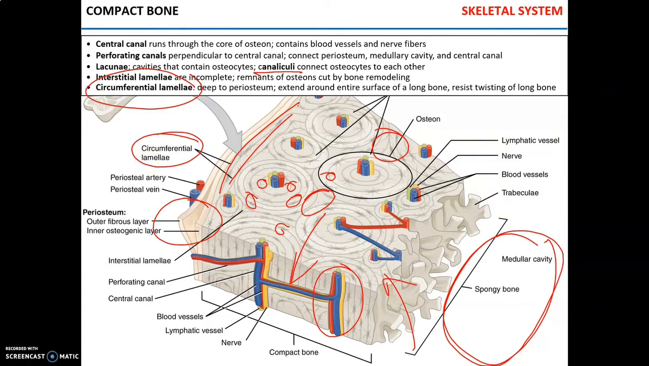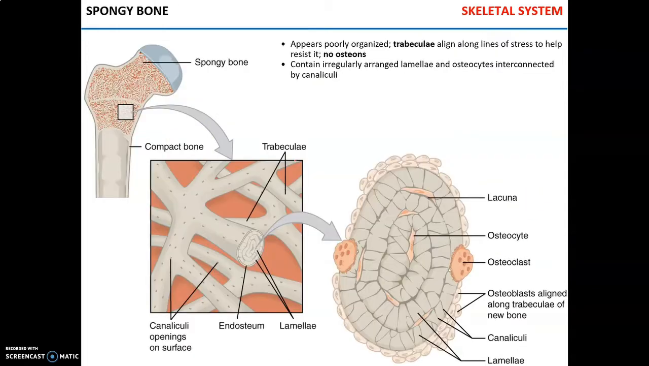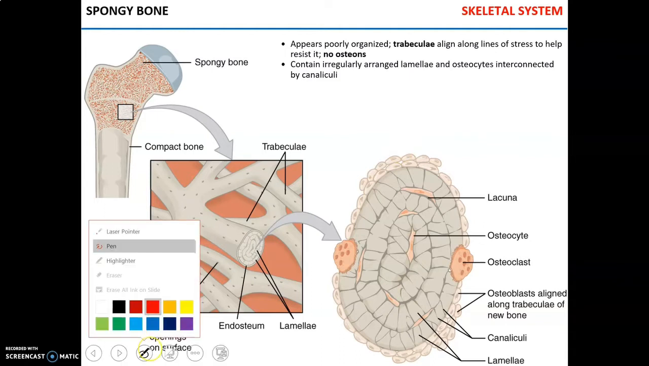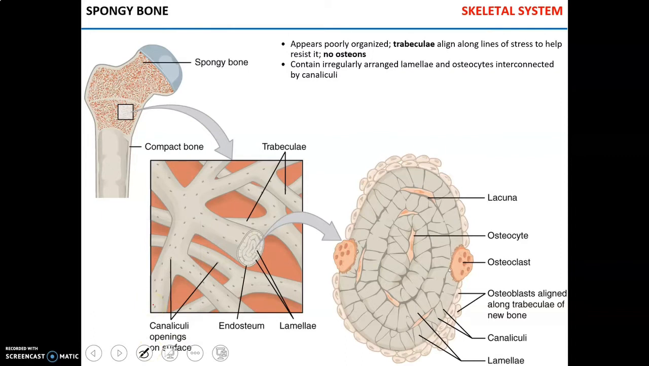Next topic is spongy bone. So, spongy bone consists of multiple rods forming a lattice of sorts. Each rod like that is called a trabecula. This is why it's also called trabecular bone. And trabeculae develop along the lines of mechanical stress, which kind of explains the structural strength of bones themselves.